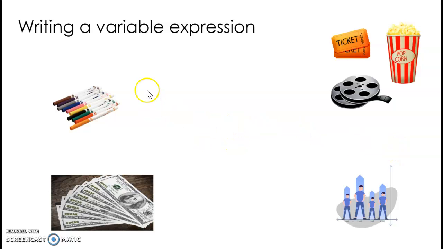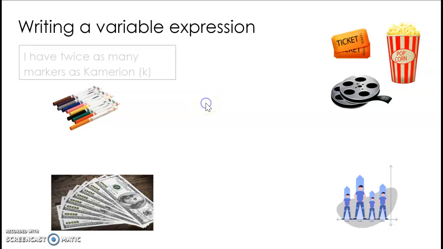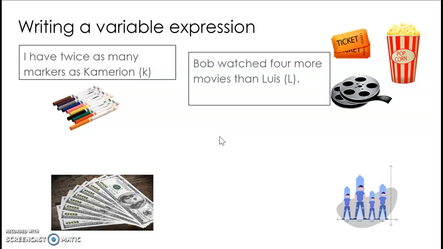Alright, so the first question is, under writing a variable expression, remember that an expression does not have an equal sign. So I have twice as many markers as Cameron. I'm going to use the variable K for Cameron. The next problem, Bob watched 4 more movies than Lewis. L.